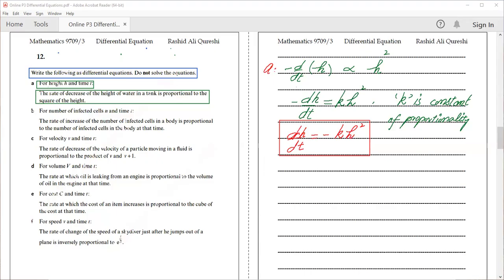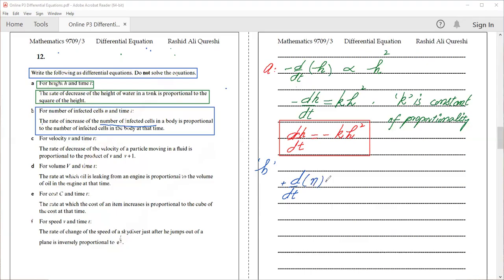Now we have the second part. I will choose the blue marker. The second part is B. The number of infected cells is N. Whenever you have the number of infected cells, we have to use N, and whenever you have the time, you have to use T. So what's the meaning of this? The rate of increase of the number of infected cells. I will write the rate of increase of N. So rate of increase of N means d by dt, plus sign, of N.